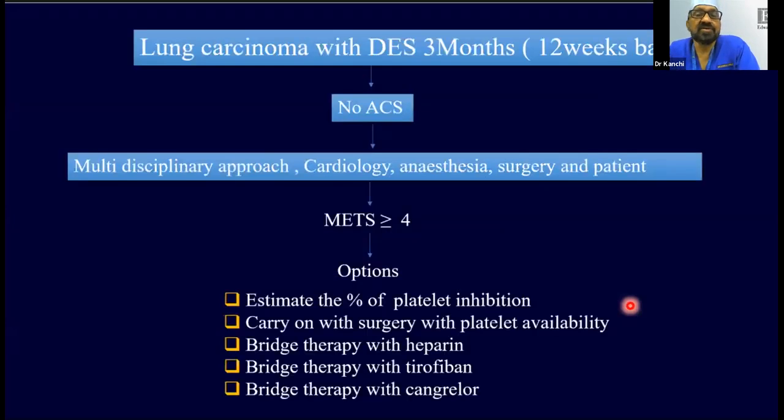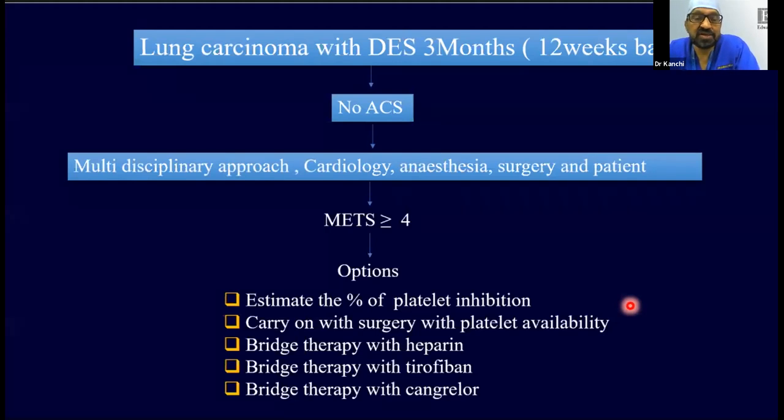The third case scenario is lung carcinoma with a drug-eluting stent. The drug-eluting stent has been placed within 3 months, and the patient has to undergo surgery because we cannot wait any longer. The recommended duration of mandatory antiplatelet therapy is 180 days, but this is a sort of semi-emergency. So we need a multidisciplinary approach involving the cardiology, anesthesia, intensive care, and surgeons' viewpoints, and the patient preference all have to be taken into account.